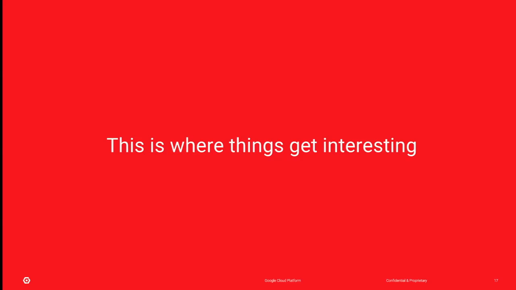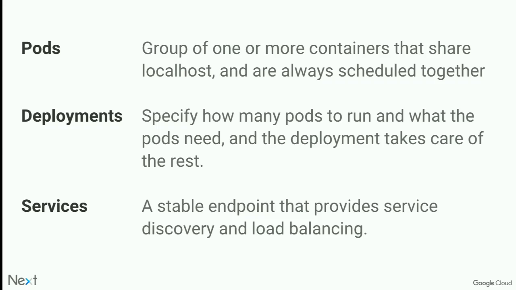And this is where things get interesting. I skipped over all that stuff because I don't think it's very interesting. I think this is where things really get interesting. And this is why people think Kubernetes does not work for databases: the first things it came out with were these primitives called pods, deployments, and services.